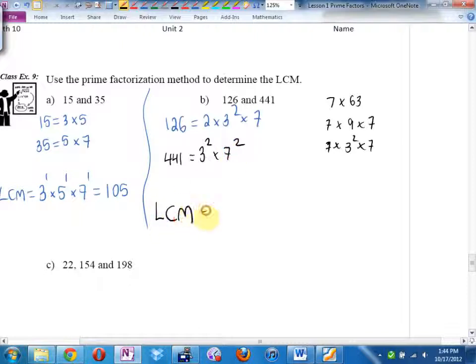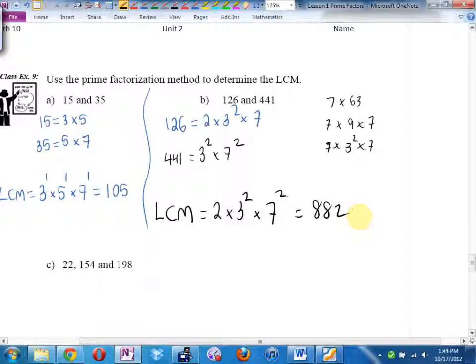LCM. How many 2s do I need? How many 3s do I need? How many 7s do I need? I need 2, right? That's going to be the least common multiple. 3 squared is 9, 7 squared is 49, 9 times 2 is 18 times 49. Well, 18 times 50 would be 360. I'm going to go with 334. Am I off? No, I'm wrong. What is it? 800. Wow, I'm way off. 882. Wow, I was way off.